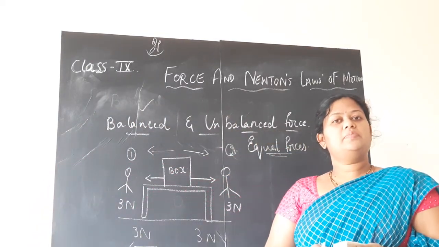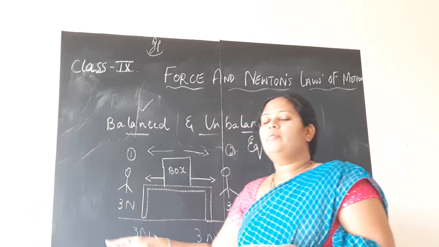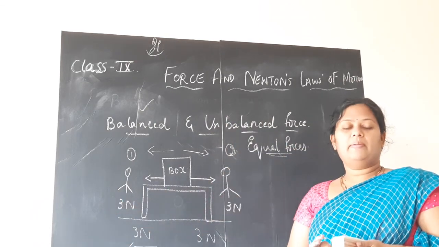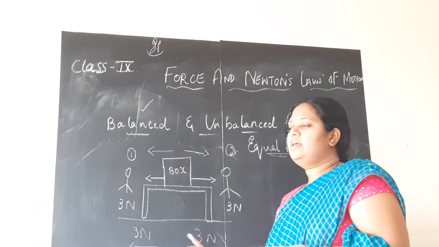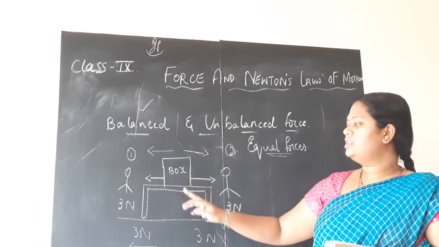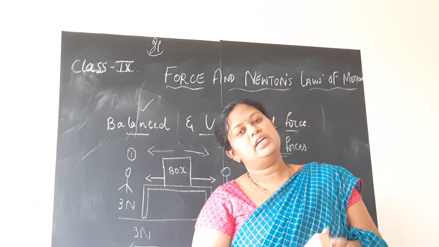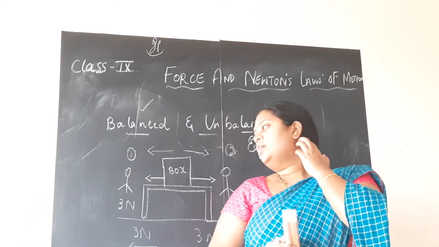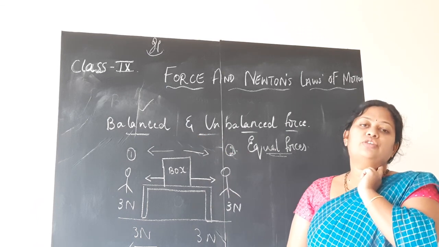Okay. So, what is balanced force? If the force is exerted from both sides in equal amounts, say like this, 3 Newton, 3 Newton, since they are acting in opposite directions, plus 3 minus 3 is 0. So, the force is getting nullified and the box continues to be in the state of rest. That is what is happening. Hence, this type of force is called, children, balanced force.